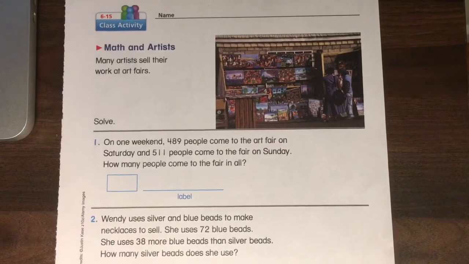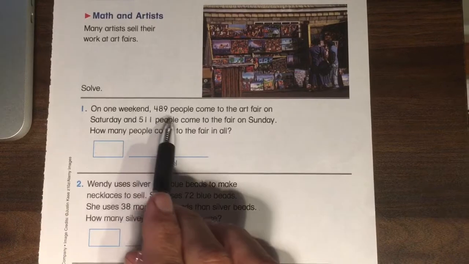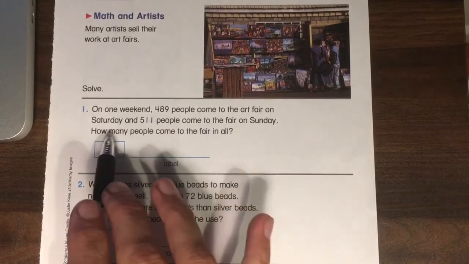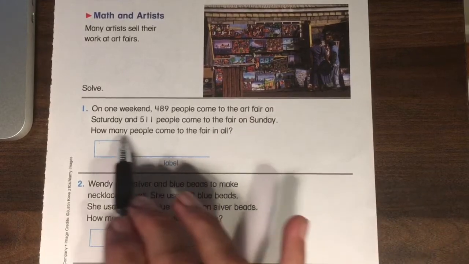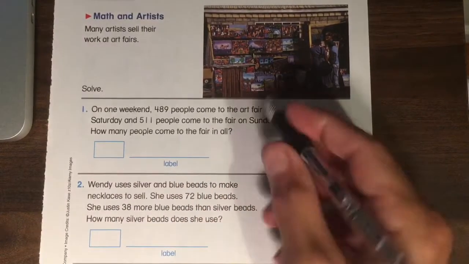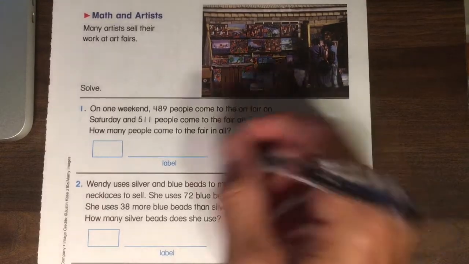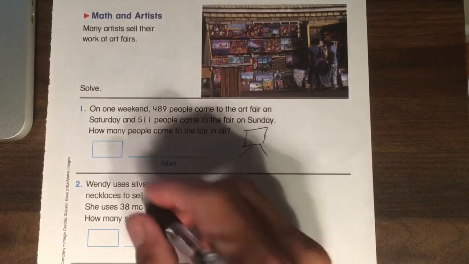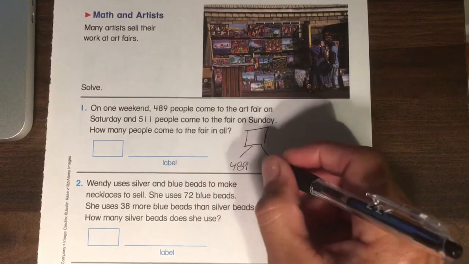Okay, fairly straightforward story problems here. On the weekend, 489 people come to the art fair. On Saturday, 511 people come to the fair. On Sunday, how many people come to the fair in all? Again, part total. I'm gonna let you guys solve that one, but you have one part Saturday and one part Sunday.